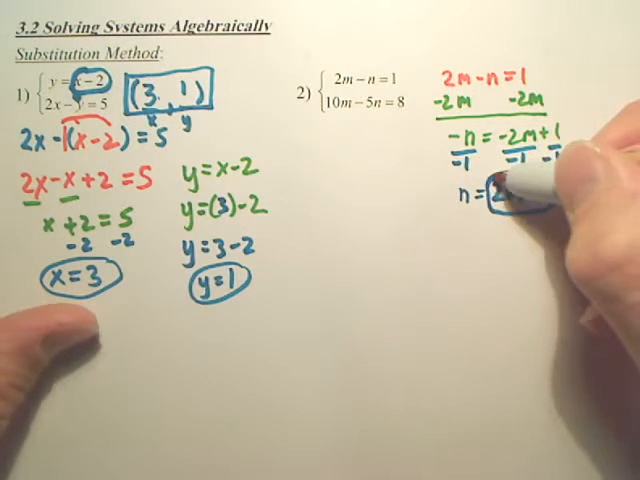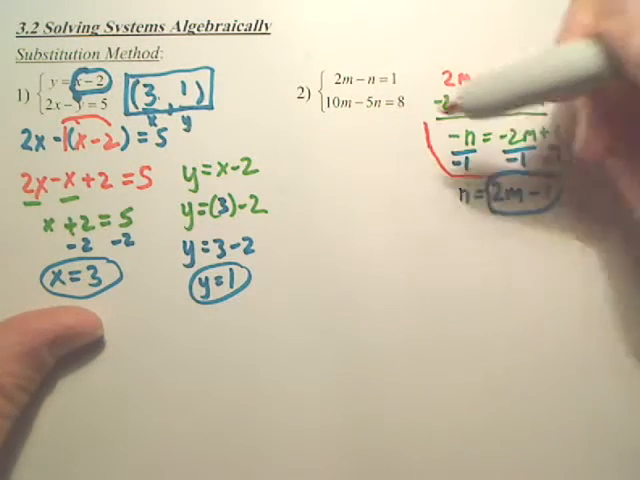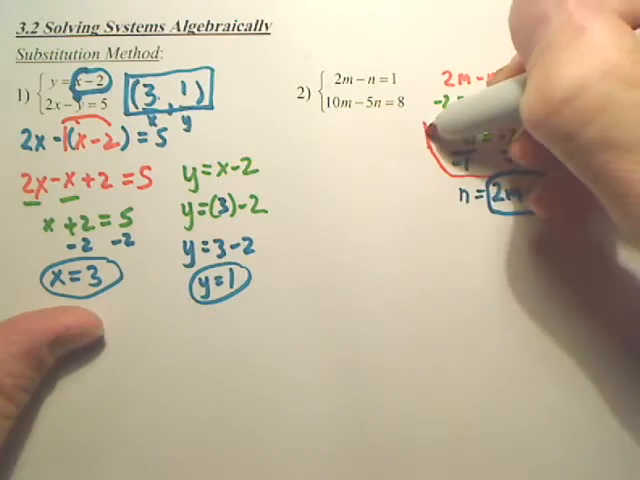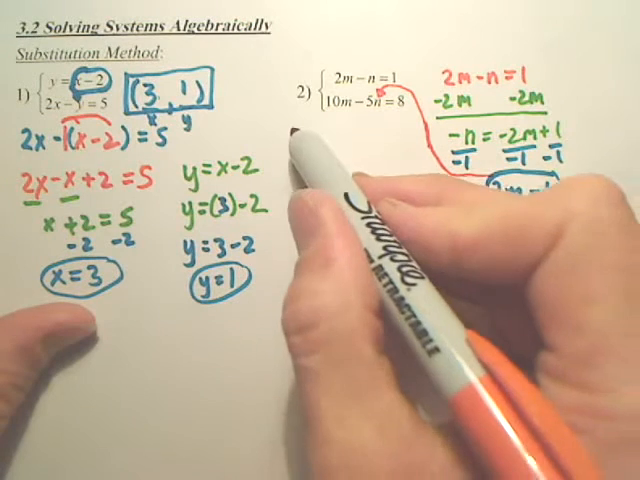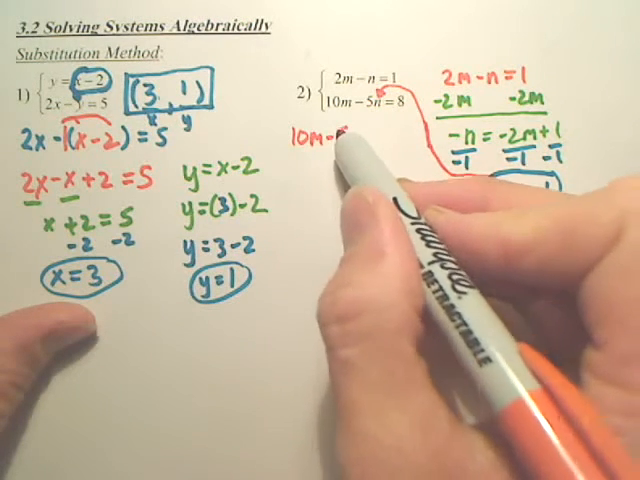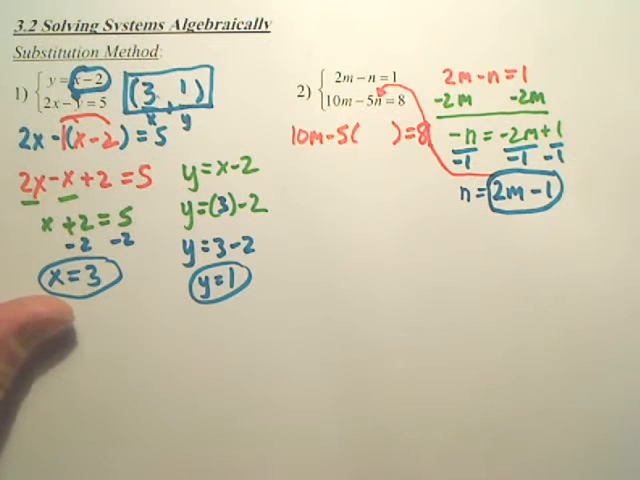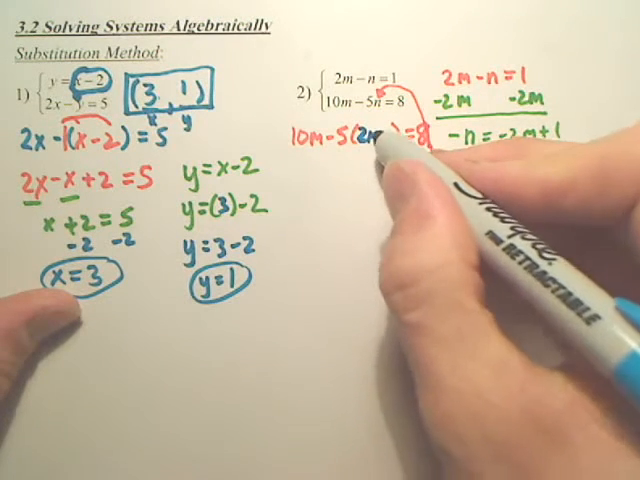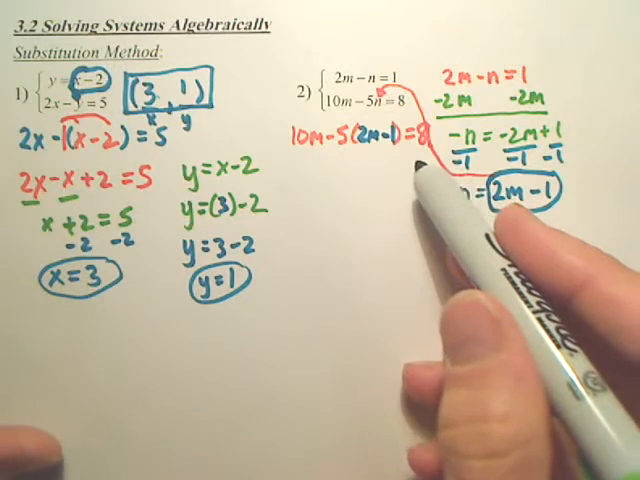So I'm going to take this, and I'm going to come and plug it into which one? The second one. The n, because n equals that. So I'm going to take it, and I'm going to come plug it in right there. I'm going to have something like 2m minus 5 times blank equals 8. And what did I put in that blank? It is 2m minus 1. That's what I'm plugging in the blank. Can I now solve for m? Yeah.